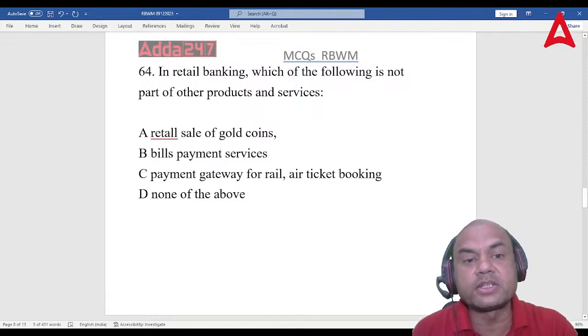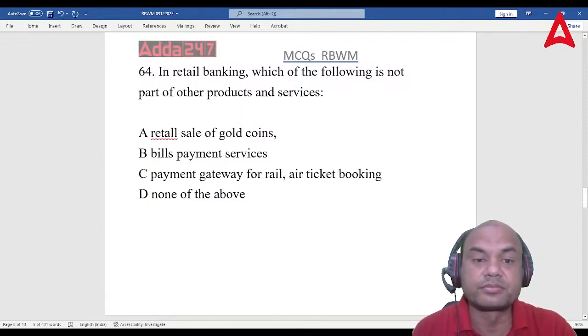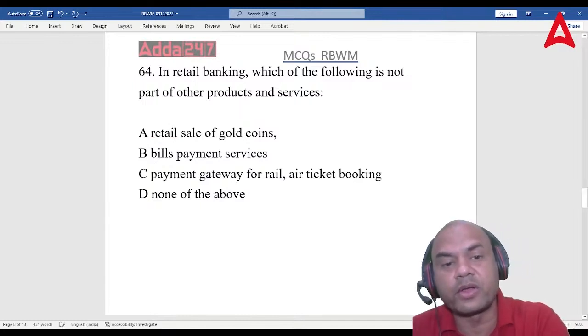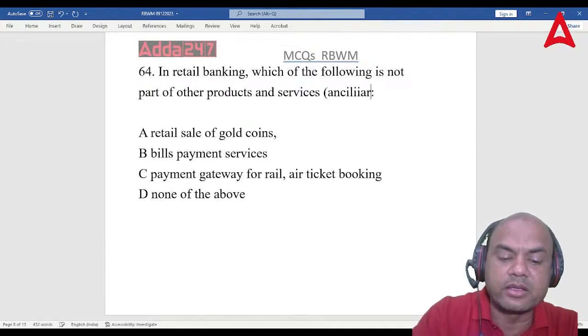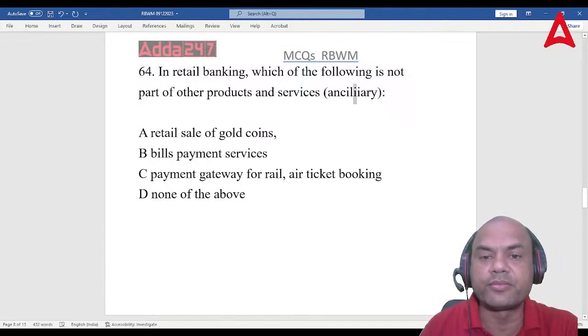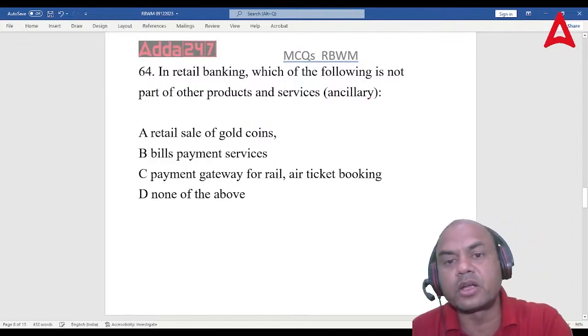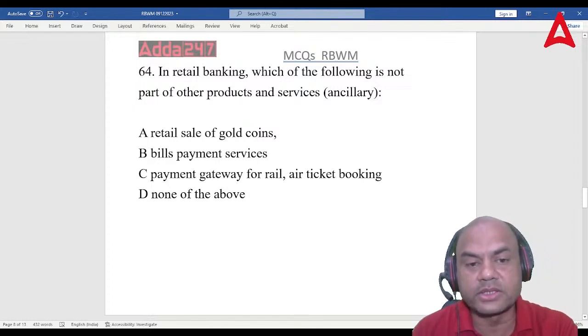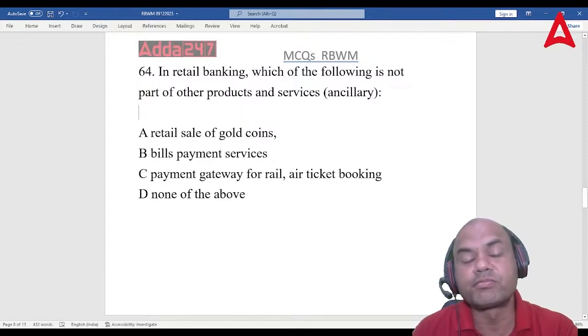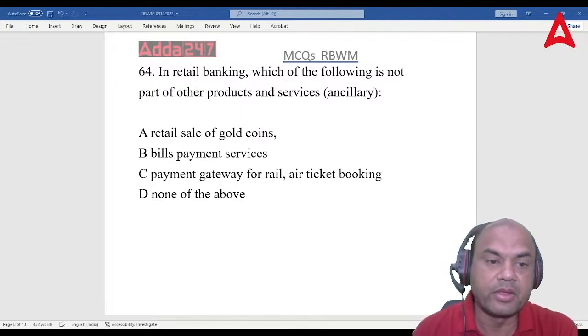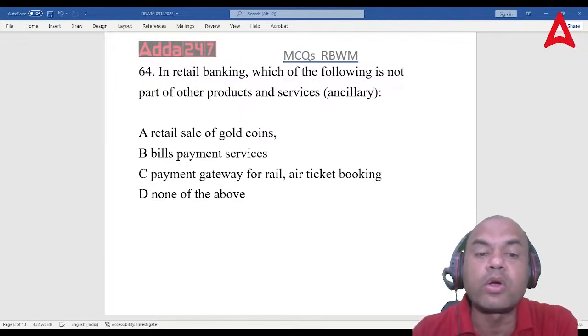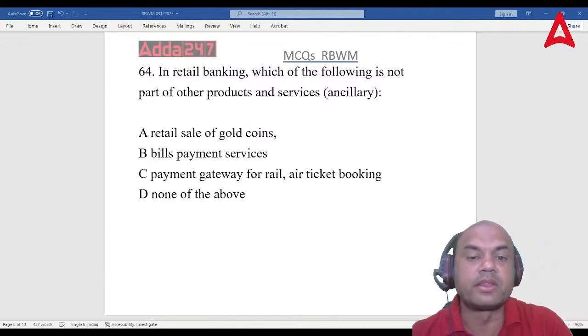In retail banking, which of the following is not the part of other products and services? Now look at this. Other means what? We are talking here about ancillary products, ancillary services. So which of them is not the part of ancillary services? Retail sale of gold coins, bill payment services, payment gateway to rail, air ticket booking, and none of the above. Many of you will get confused in one answer, definitely, because not all banks are doing it as of now. Which one? Think over it.